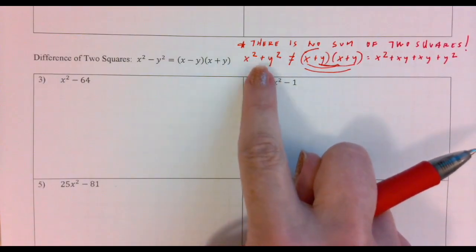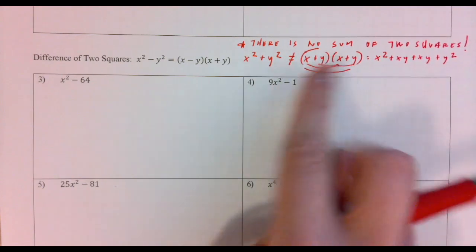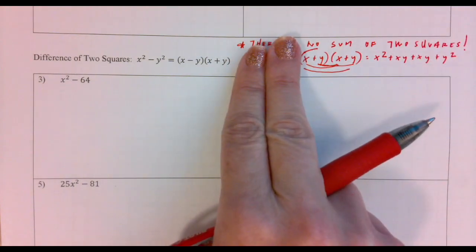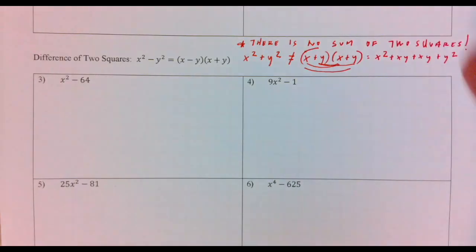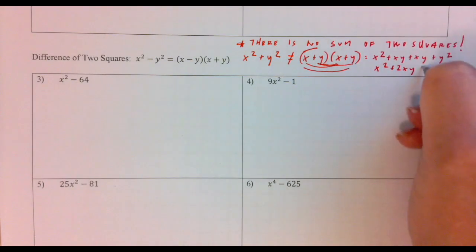So we cannot factor this. This does not become x plus y times itself. That multiplies out to be this structure here, which if I go one more step, would be 2xy in the middle plus y squared.